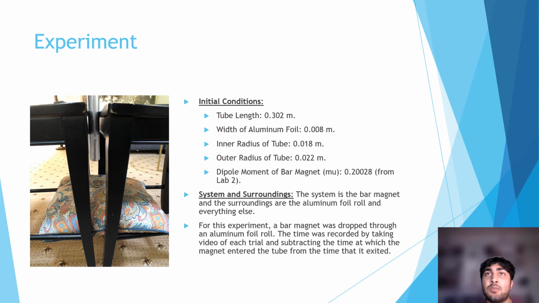For this experiment, the initial conditions are shown below. The tube length is 0.302 meters, the width of the aluminum foil is 0.008 meters, the inner radius of the tube is 0.018 meters, the outer radius of the tube is 0.022 meters, and the dipole moment of the bar magnet, mu, is 0.20028 from Lab 2.